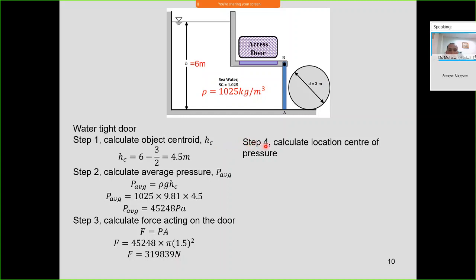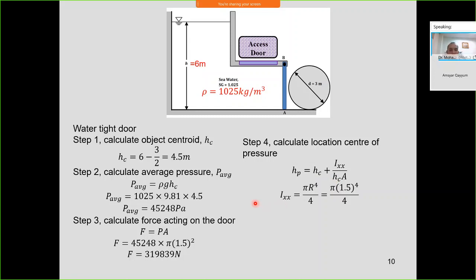And then the fourth step is to calculate the location of the center of pressure. So where is the center of pressure for this force, 319,836 Newton, acting? The equation is HP equal to HC plus I over HC A. For this question, the door is totally vertical, so you will use the equation HP equal to HC plus I over HC A.